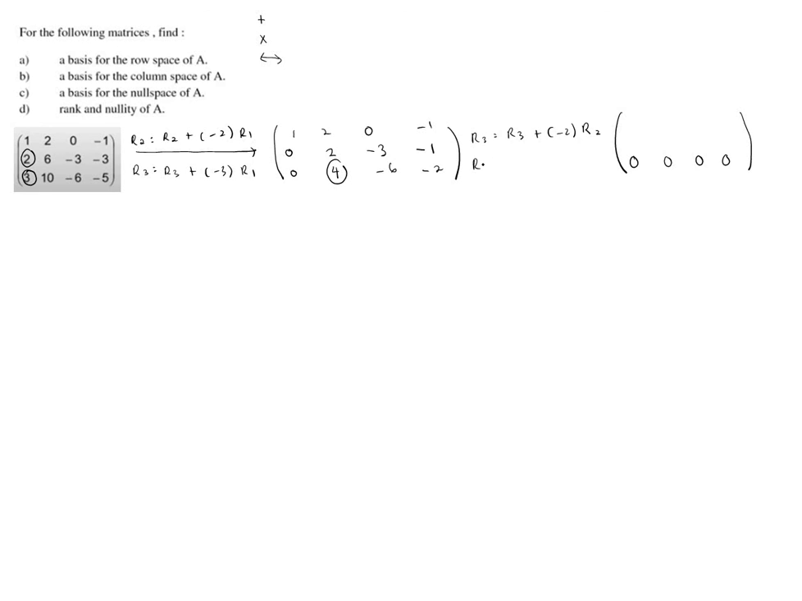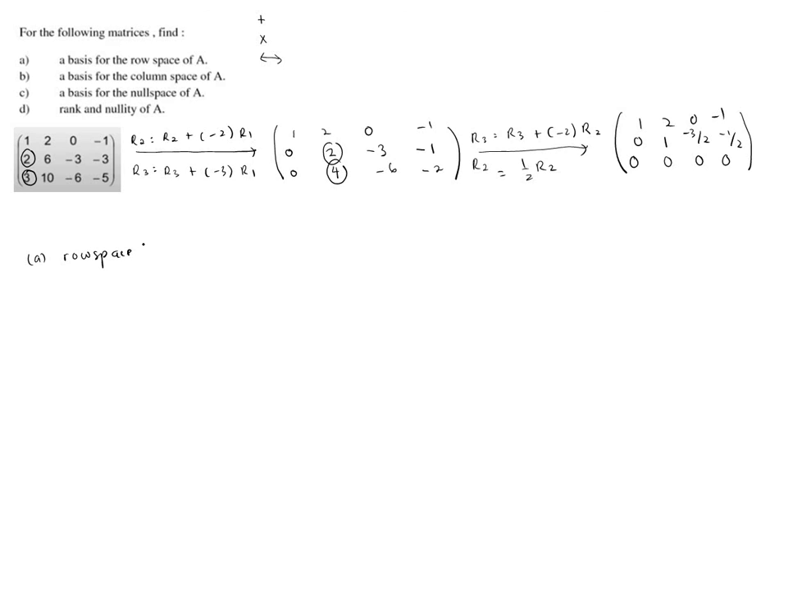Okay, baru tukar row 2. Okay, row 2 kita nak jadikan ini 1. So 1 over 2 multiply by R2. 0, 1, negative 3 over 2, negative 1 over 2. And we can stop now since all the entries from the third row are 0. Okay, let's answer the first question.